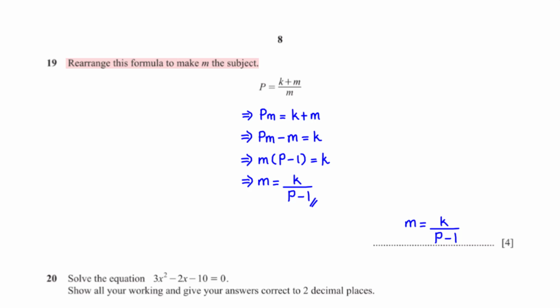Rearrange this formula to make m the subject. P equals k plus m divided by m. When we multiply both sides by m, this is what we get. We want to make m the subject, so we put all the m terms together to get pm minus m equals k. When we factor out m, we are left with p minus 1. When we divide both sides by p minus 1, we get m equals k over p minus 1.